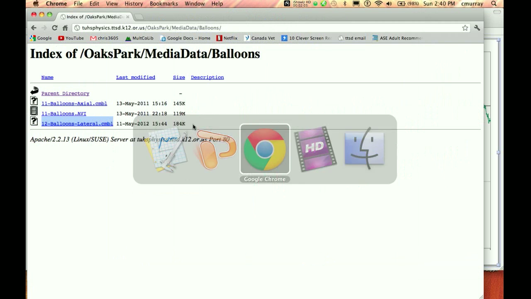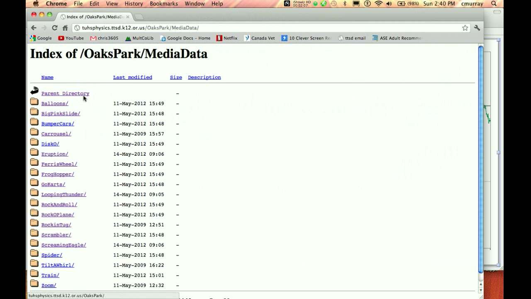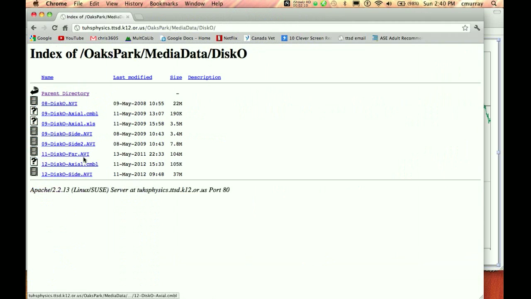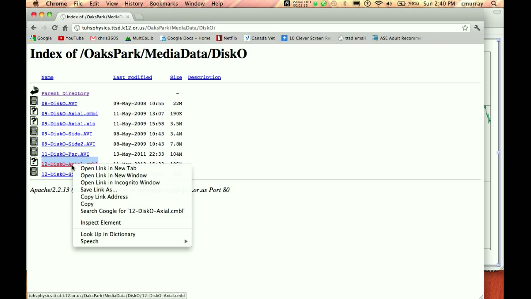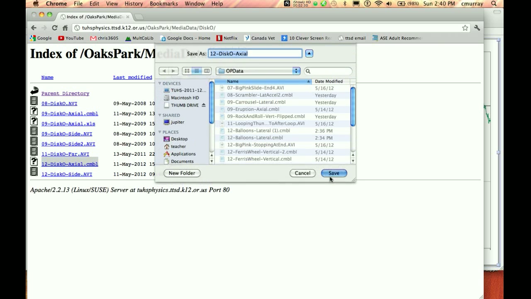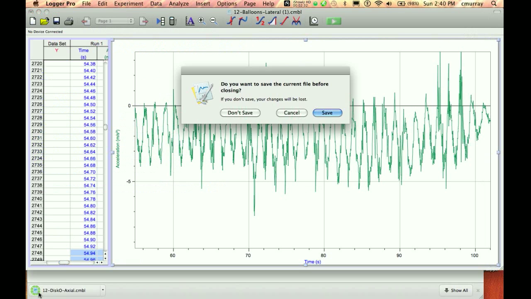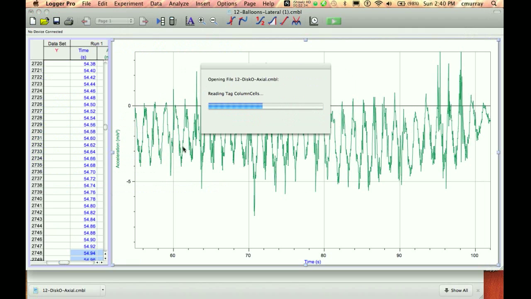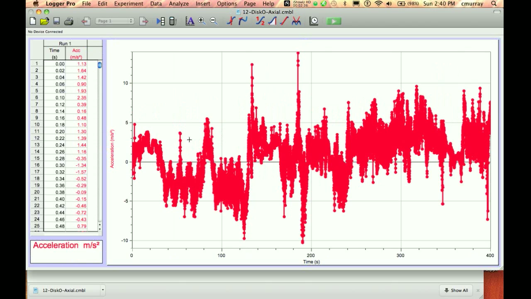Okay, so let's go in here, and we want to look at the disco. There is axial from this year, and then disco. Do we have vertical? Nobody did vertical ever. That's interesting. We should request that sometime. Well, let's look at the axial. I'm doing a control click, save link as. This is going to be terribly chaotic.